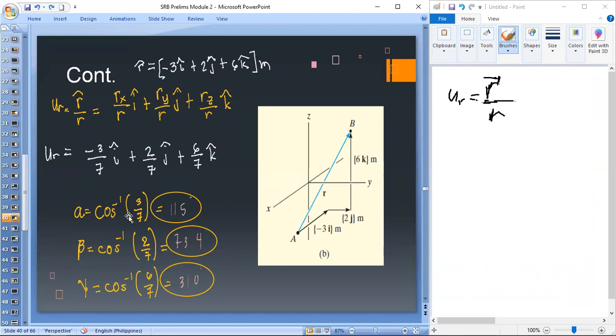Negative cosine, on your calculator. So we get 115, but put a negative there, because your 3 is pointing downward. Okay, then we got 73 for beta and gamma for y. So that's all there is to it, guys. Okay?